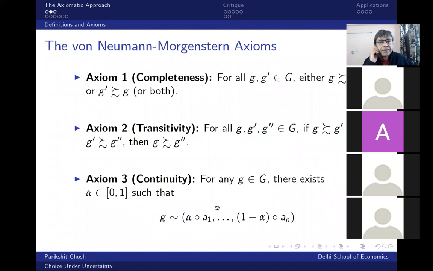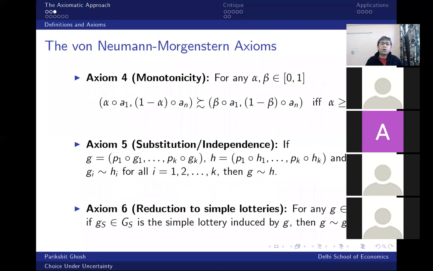Okay, so axiom 4 is monotonicity. Eminently reasonable, easy to understand. This is saying, compare two lotteries, which are both probability distributions over the best and the worst outcomes. That lottery which puts higher probability on the best outcome is the preferred lottery. So for these two distributions, if and only if alpha is greater than beta, the first lottery will be preferred to the second one. Sensible. Not much to discuss.